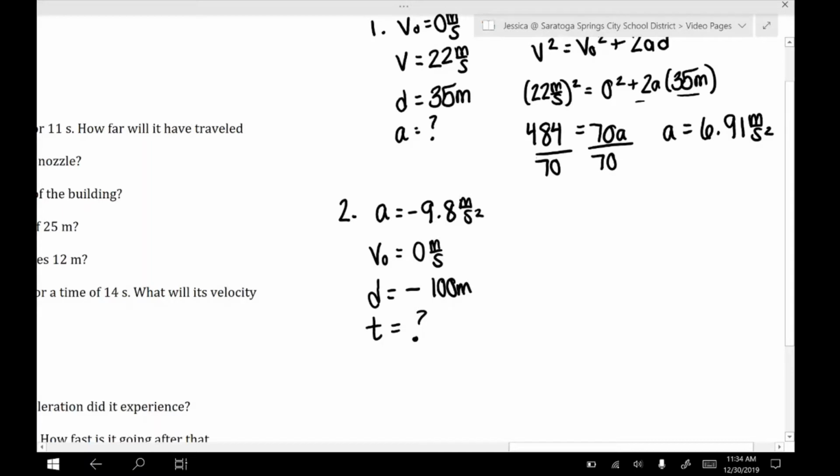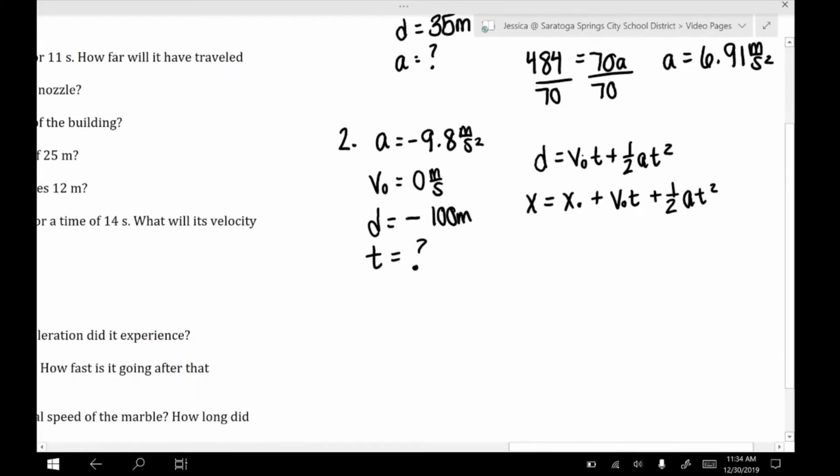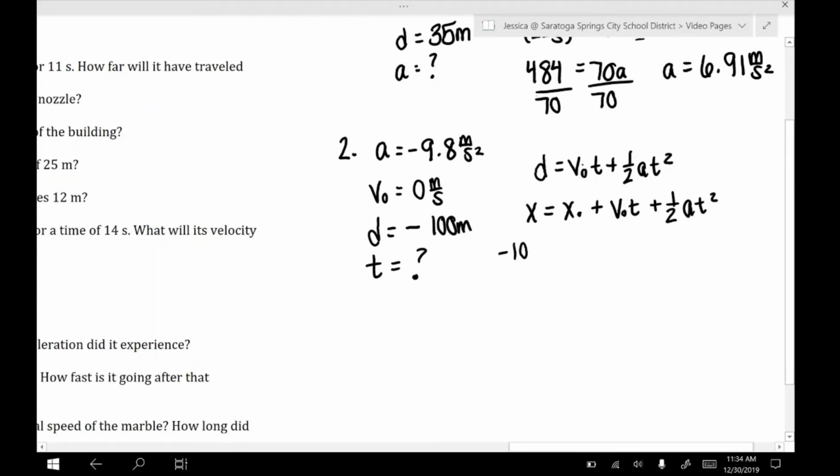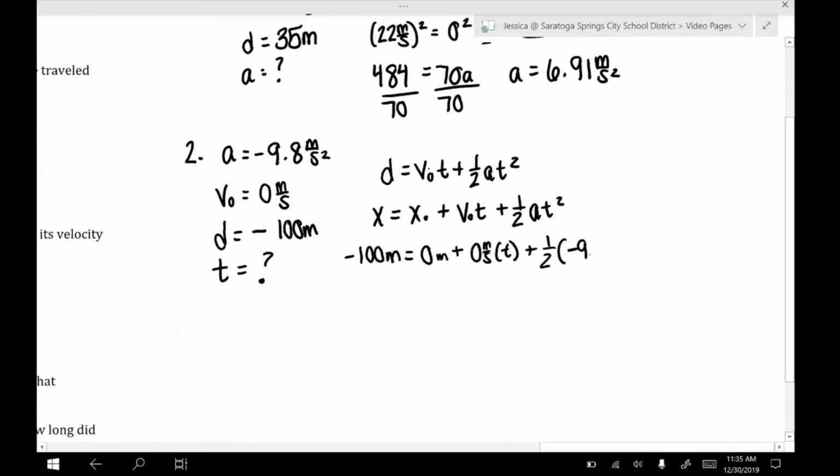The only equation with those four variables in it is the position versus time equation, which can be written as d equals v0t plus 1/2 at squared, or as it's written on the reference table, x equals x0 plus v0t plus 1/2 at squared. Okay, so we're going to assume my initial position is a 0 height, and from there I fall 100 meters. So that's negative 100 is 0 meters plus 0 meters a second times time plus 1/2 times negative 9.8 meters a second squared times t squared.